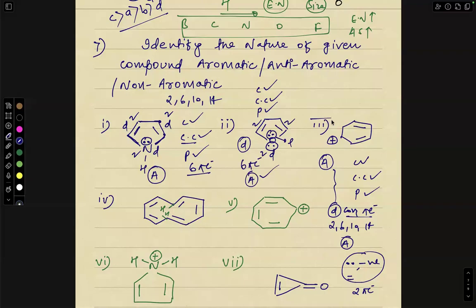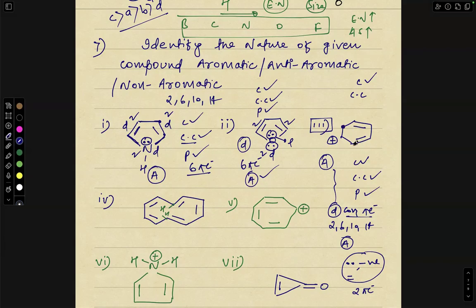What about the third one? Cyclic, cyclic conjugated, yes or no? Whenever I am saying cyclic conjugated, it means every atom in the ring must be in conjugation, must be in resonance, every atom in the ring. Do you think it has a fully conjugated system? No, because this atom is not in conjugation.